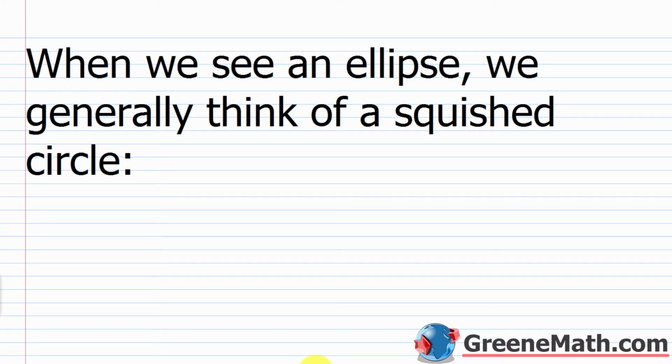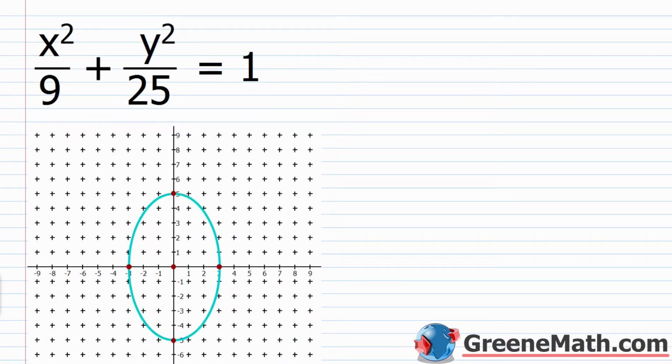All right, so now that we understand the basis of how to graph a circle, we want to move into the ellipse. Graphing an ellipse is not any more difficult than graphing a circle. Once you learn how to graph a circle, graphing the ellipse is pretty easy. When we see an ellipse, we generally think of a squished circle. It may be tall and skinny in the case of a vertical ellipse, or it may be short and fat in the case of a horizontal ellipse.